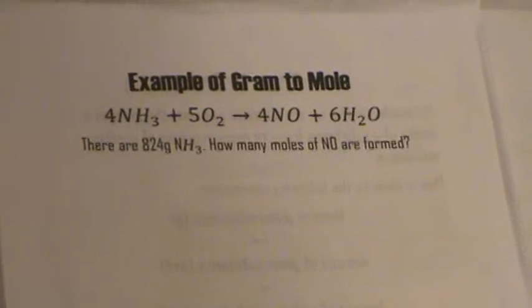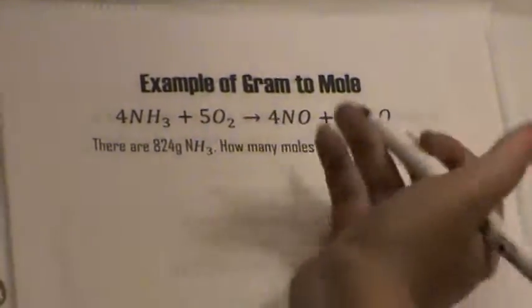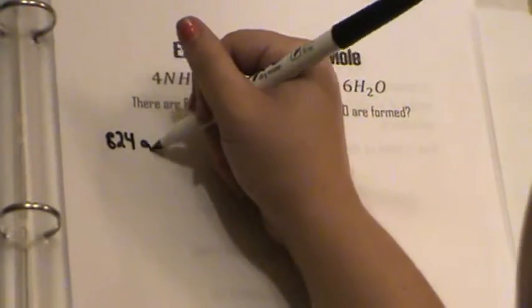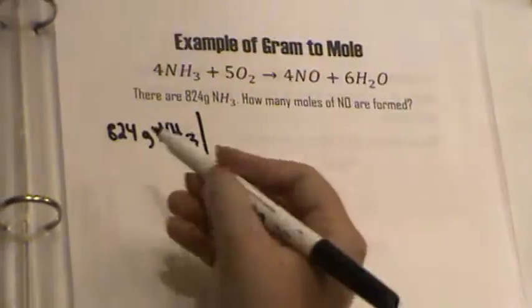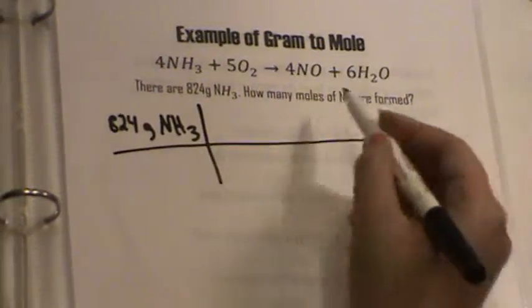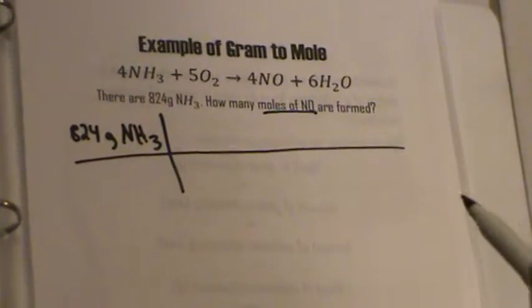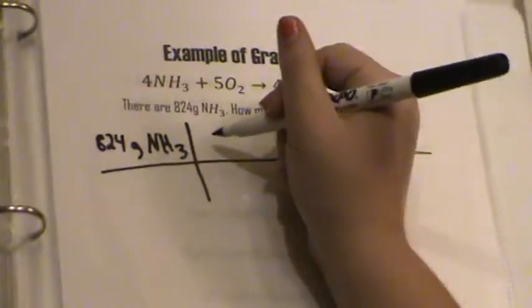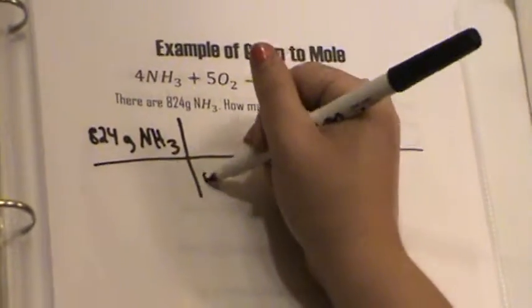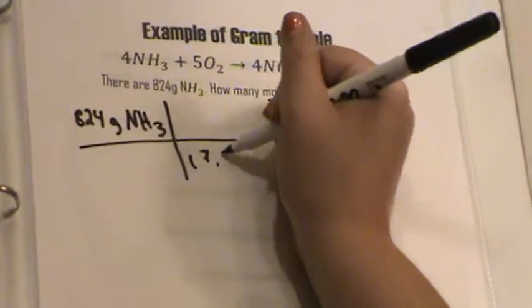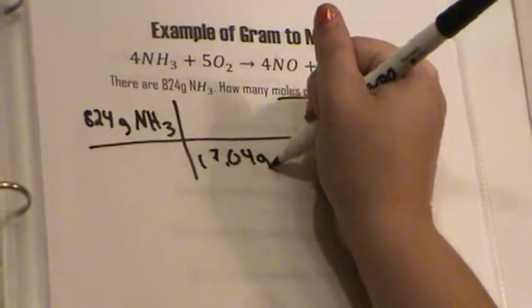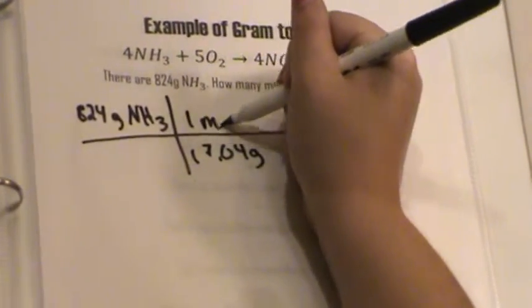An example of gram to mole is where you have 824 grams and you want to find how many moles. So you take the grams and you convert it into moles. So you use the molar mass. The molar mass of this is 17.04 grams. And you put that under 1 mole.